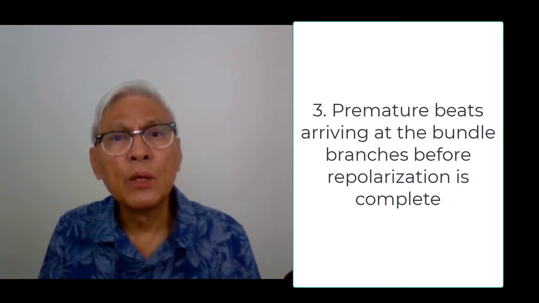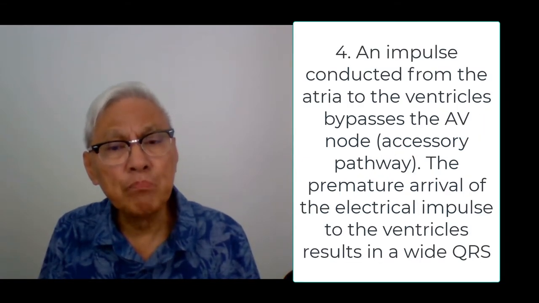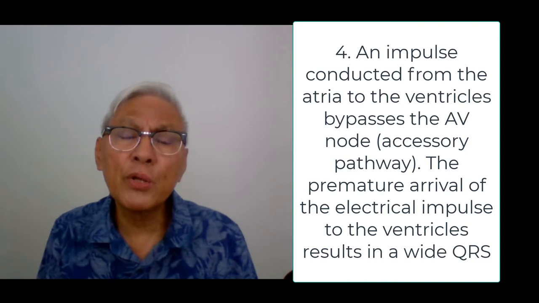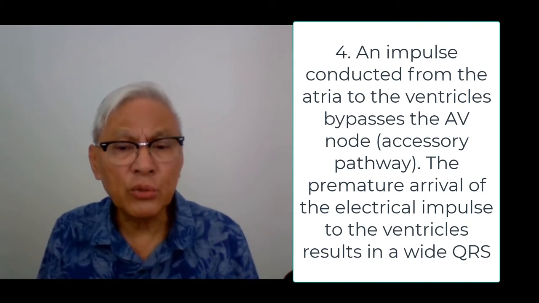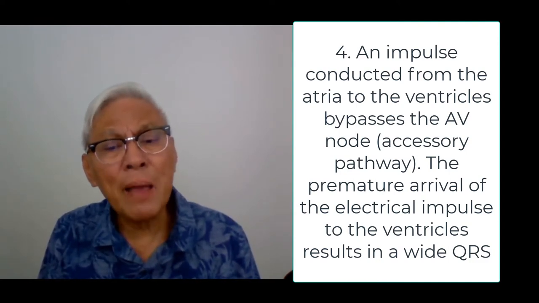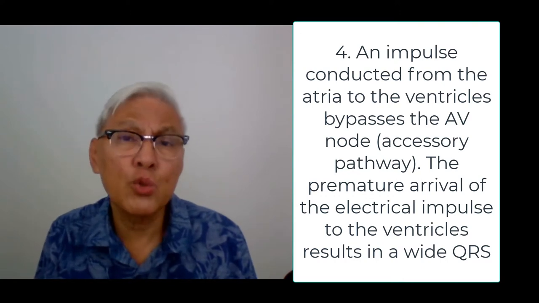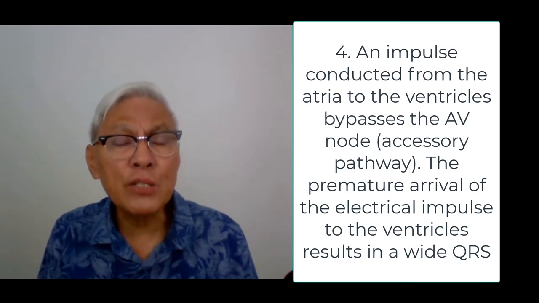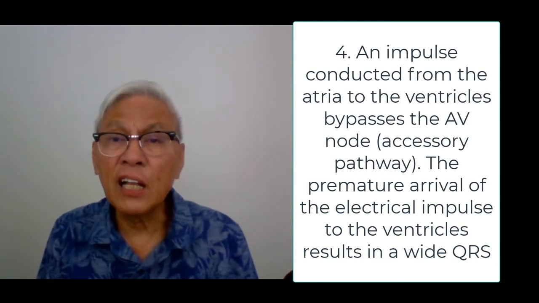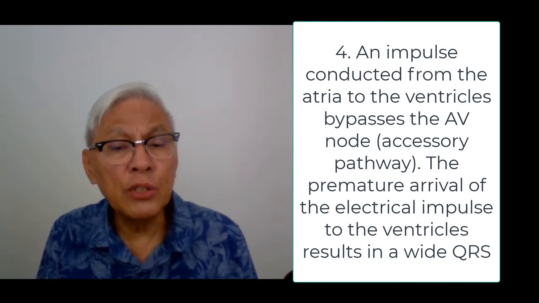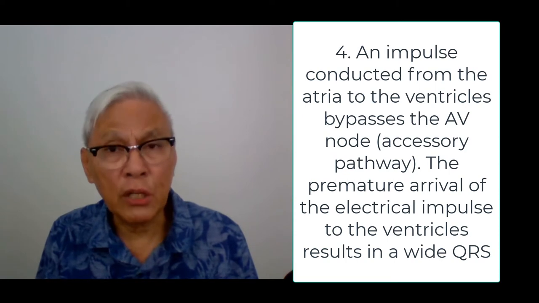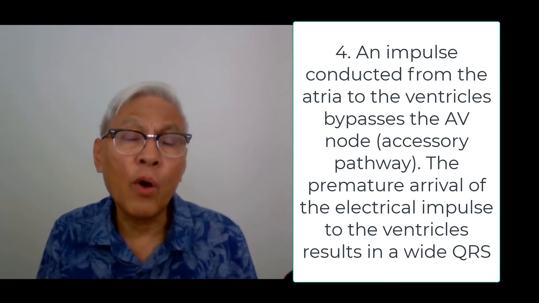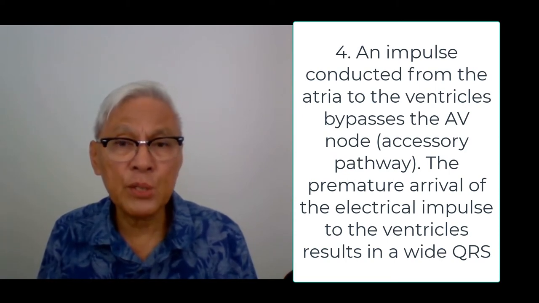And lastly, wide QRS complexes may suggest that an impulse conducted from the atria to the ventricles bypasses the AV node, such as what happens in the presence of an accessory pathway. The arrival of the electrical impulse to the ventricles prematurely results in a wide QRS complex.